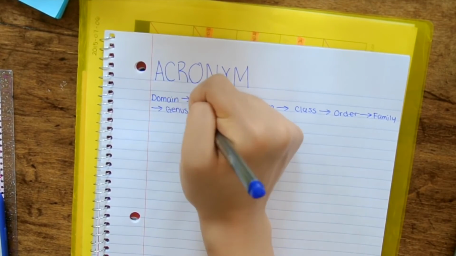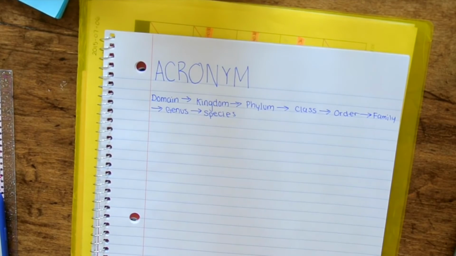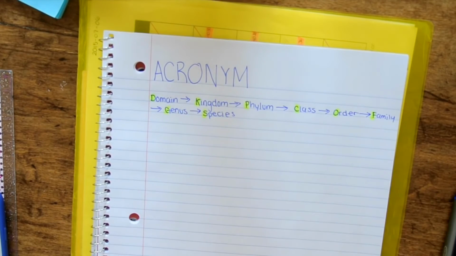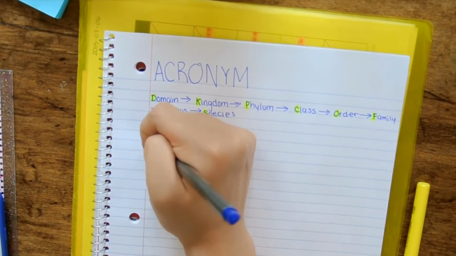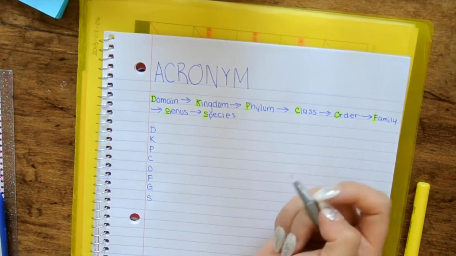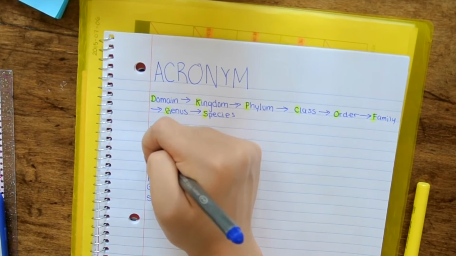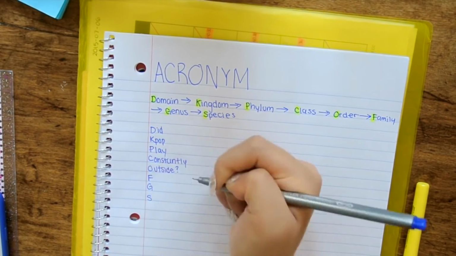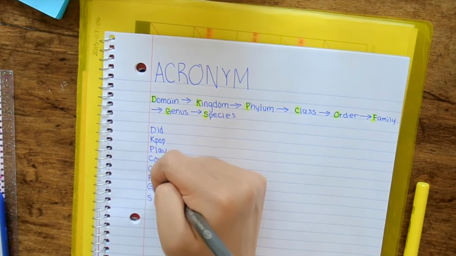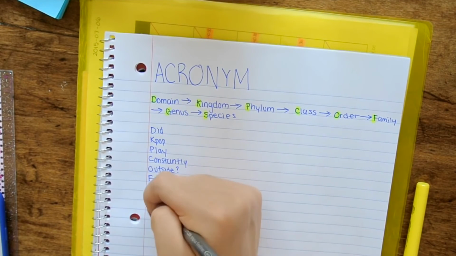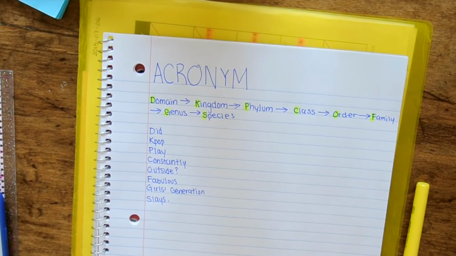Here we are using mnemonic devices to create some sort of funny sentence or catchphrase that really helps us remember. A really good example of a famous mnemonic device is probably every good boy deserves fish, or all cows eat grass, which are two very popular ones we use to learn music. So in this case, I made up my own, and it was, did K-pop play constantly outside? Fabulous girls' generation slayed. So it's just kind of something funny that helps you remember, and this method is great because you can personalize it depending on some things you like or things that help you remember.